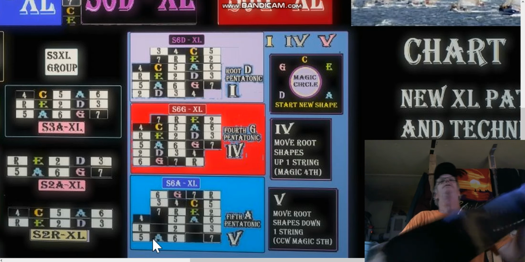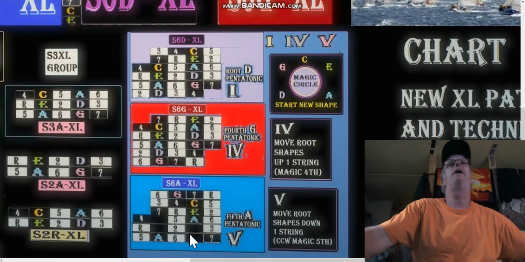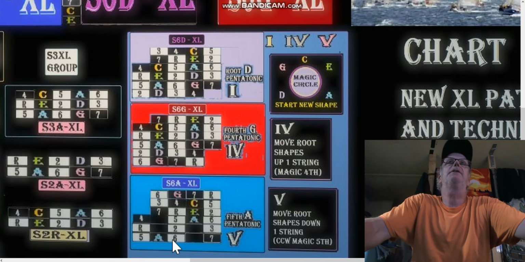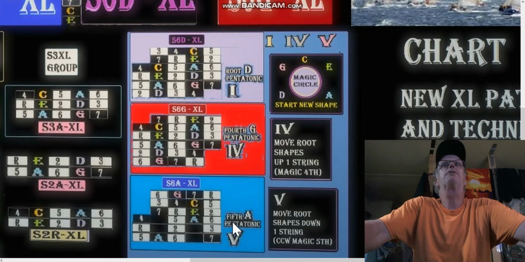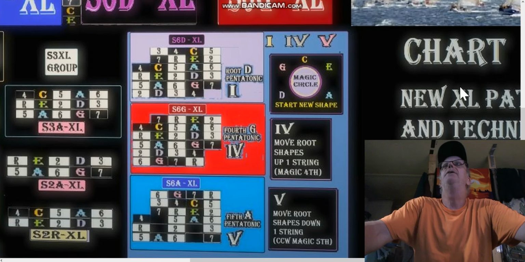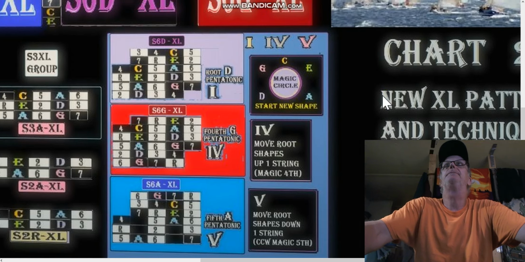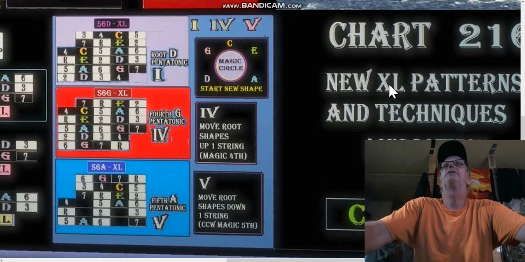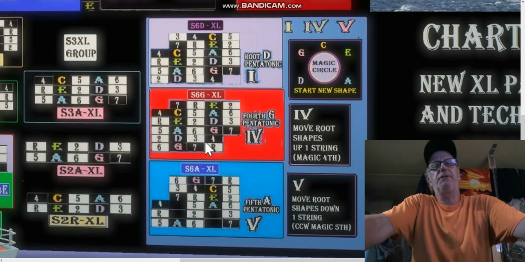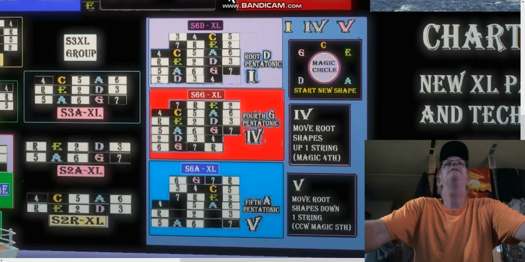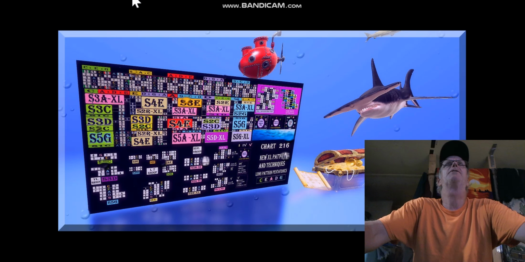Okay, so the bottom is defined. It's in an area, it's in the A cage there, but because we're dealing with the extra long patterns now, the new extra long patterns and techniques. The technique I'm talking about here is simply take this first pattern, we move it up one string, and let's look at chart 217 for this. So we're going to advance in charts here.